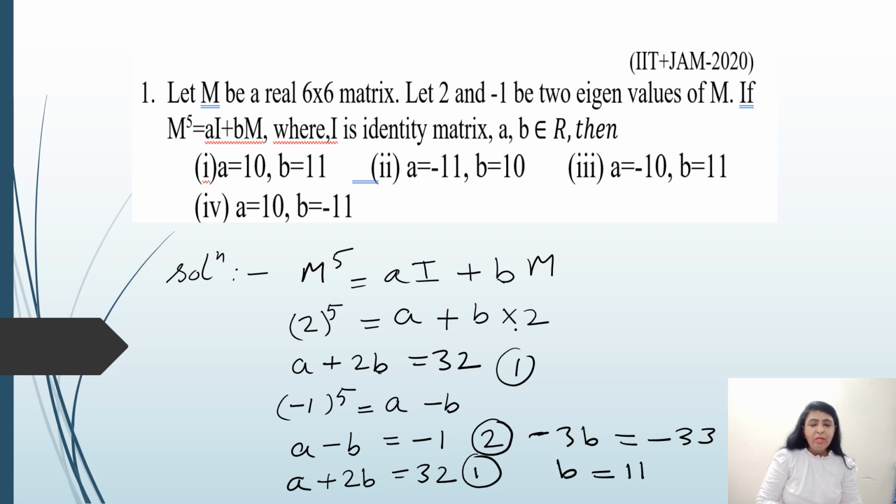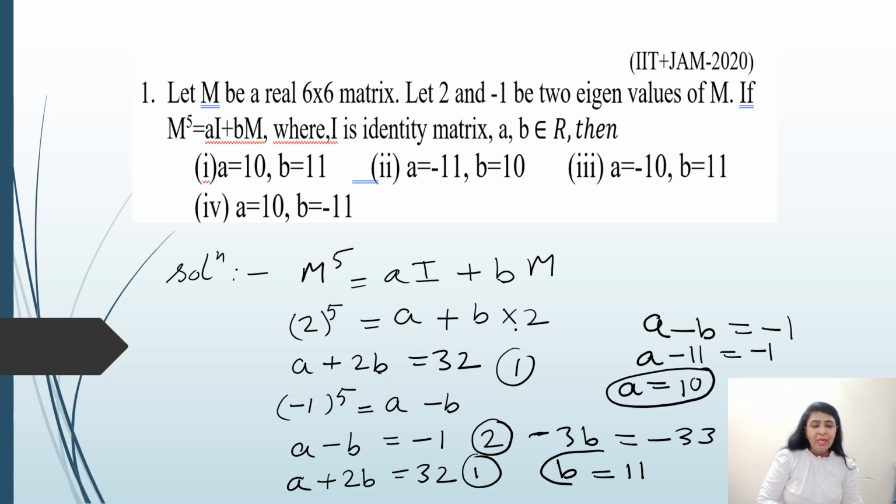Now substitute the value 11 in equation number 2. A minus B is equal to minus 1, so A minus 11 is equal to minus 1. This will give you A is equal to 10. So the correct value is A is equal to 10 and B is equal to 11, so the first option is the correct answer. Clear?